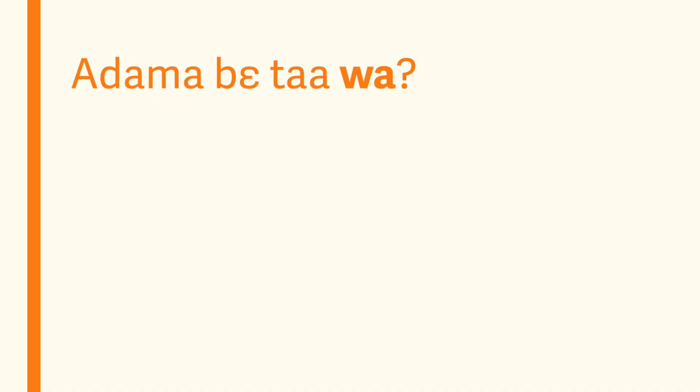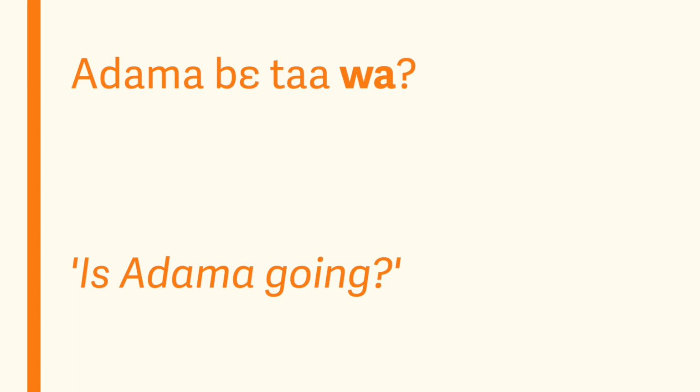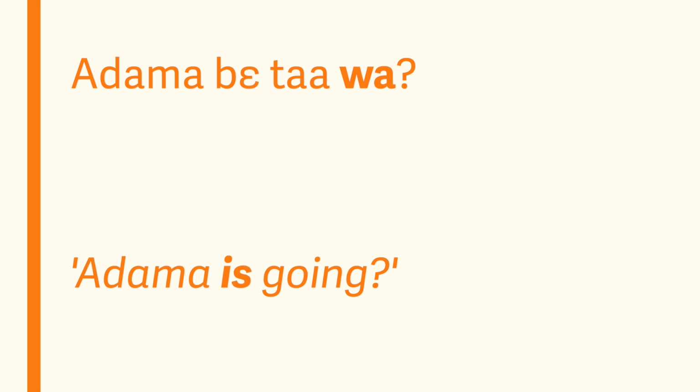For instance, if we take the same example that we had before about our friend Adama who was visiting, we would say something like Adama betawa, meaning is Adama going? And notice there the wa appears at the end of the sentence. The only work that it does is to signal that it is a question. In English, we do this by switching around the word order. Is Adama going? Instead of saying Adama is going. Adama betawa, we can use wa with any yes or no question.